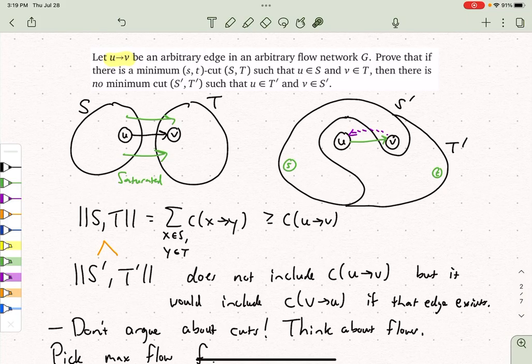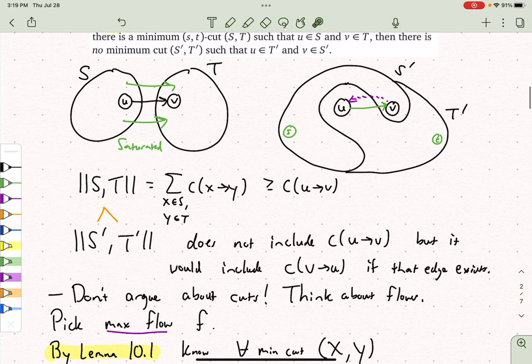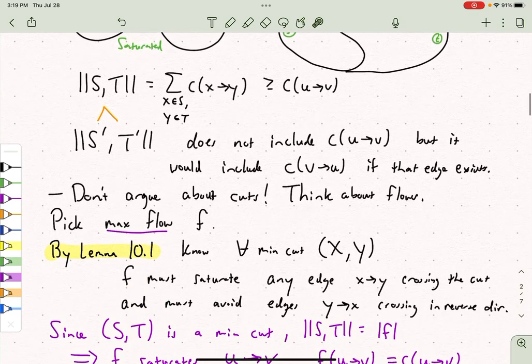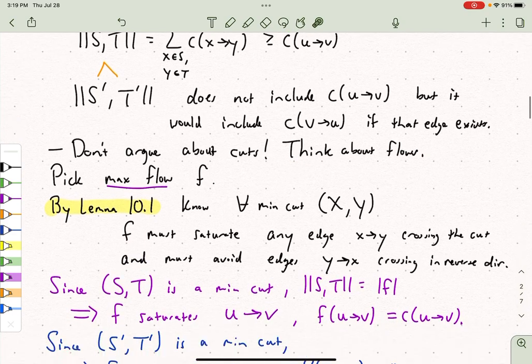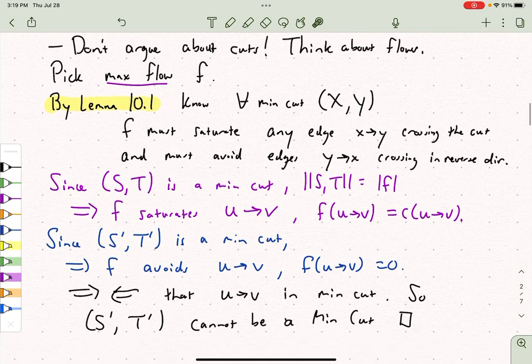And the key idea here, again, is if we just try to reason about cuts and do some kind of weird exchange argument or other thing, it gets very complicated. But if we just think about flows, it was super easy. By picking any max flow, we can reason about the value of the flow in the cut by using weak duality, and then we know information about whether the edge was saturated or not, and that gives us our contradiction.